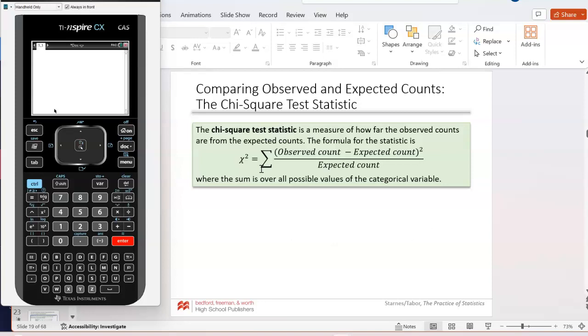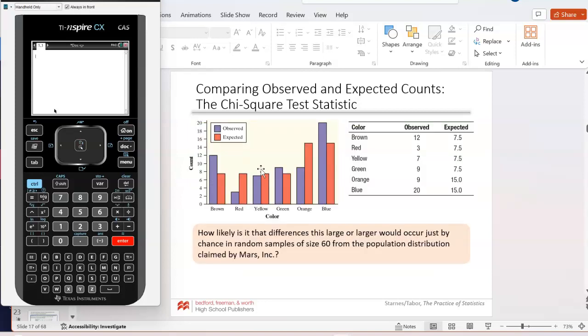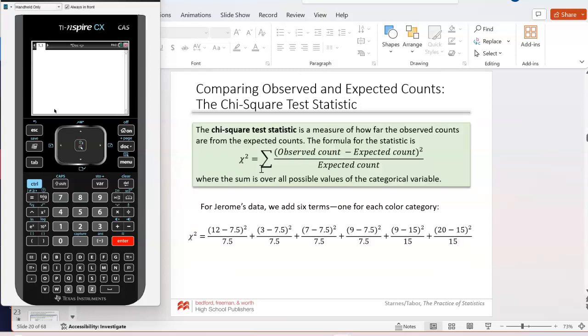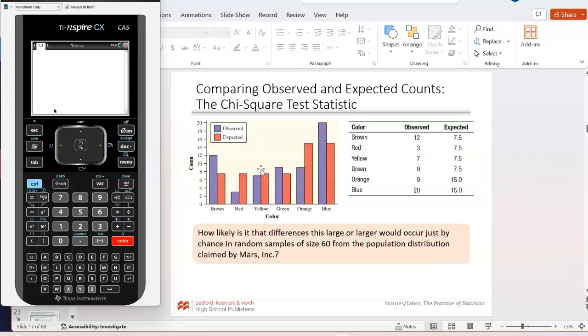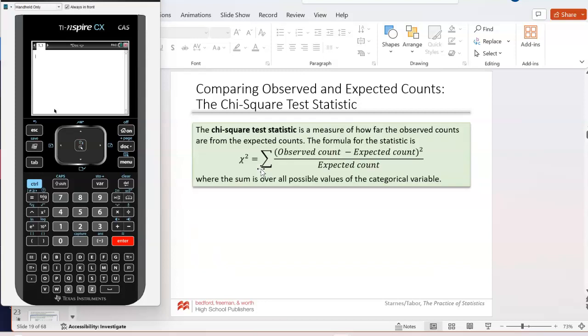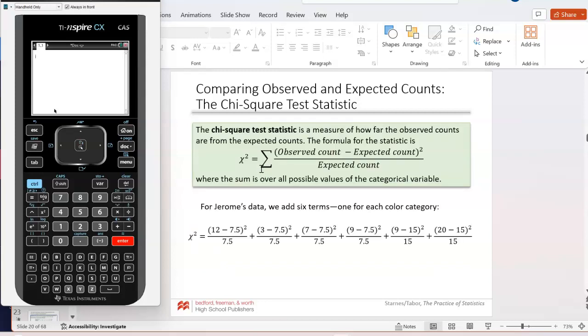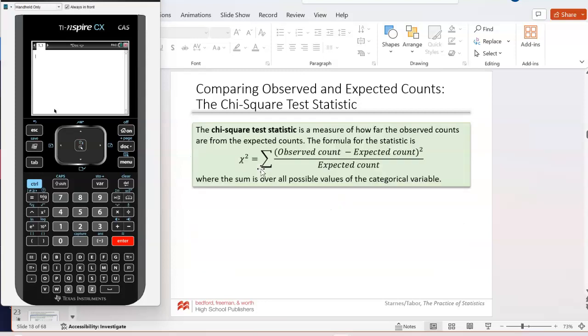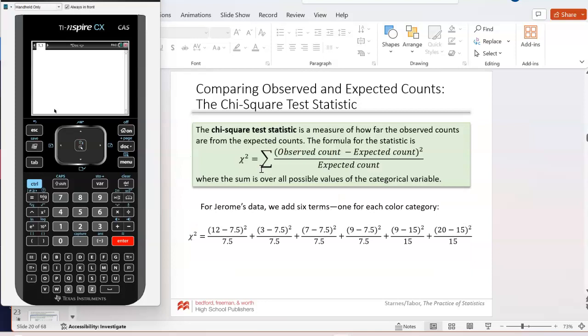So remember, if you look at that data we had there, for Brown, it was 12 observed and 7.5 expected. So the first one would be 12 minus 7.5, squared, divided by 7.5. That's the first part of your chi-squared term. And then you do it for the next one. Red was 3 and 7.5, so 3 minus 7.5 squared over 7.5. Yellow was 7 and 7.5, so 7 minus 7.5 squared.